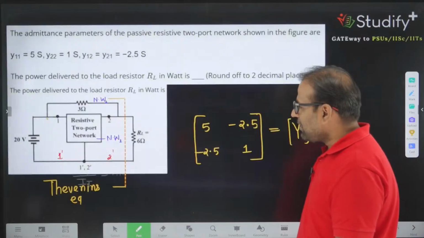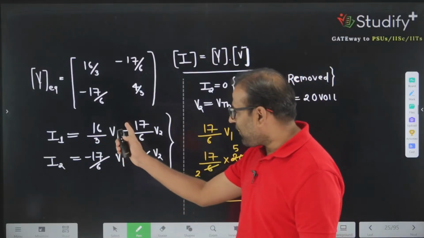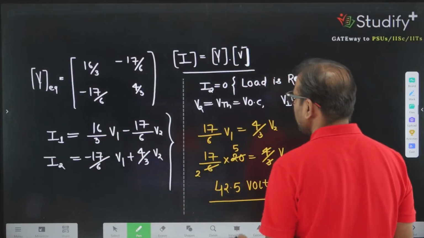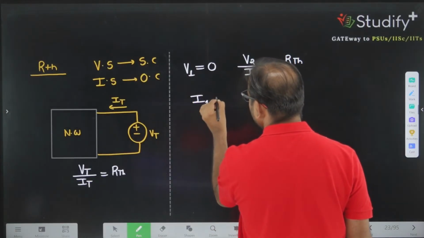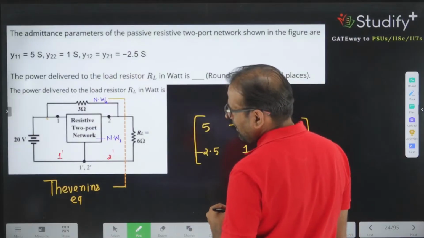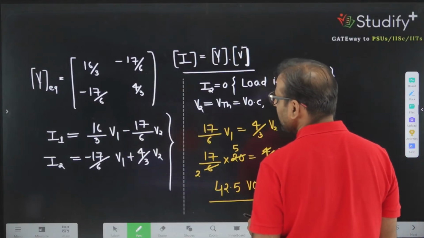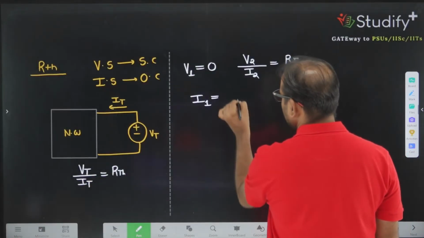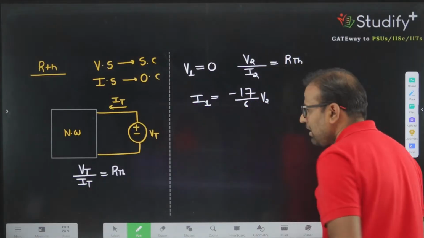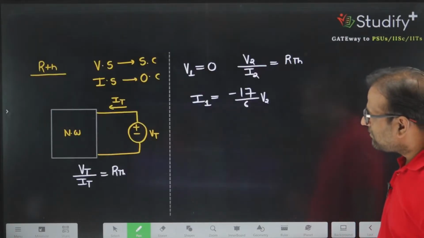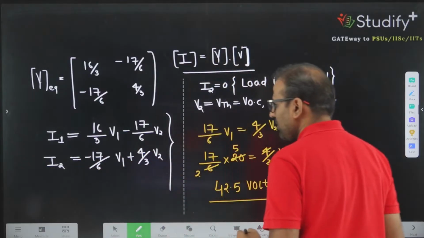So let's make V1 equal to 0. If you make V1 equal to 0, in these two equations, this equal to 0. So first we have I1 equal to minus 17 by 6 V2. What else do we have? And we are making V1 equal to 0. So I2 and V2 ratio is what?